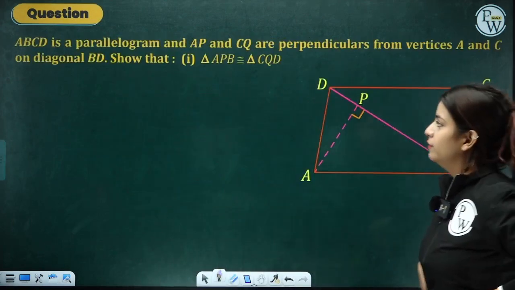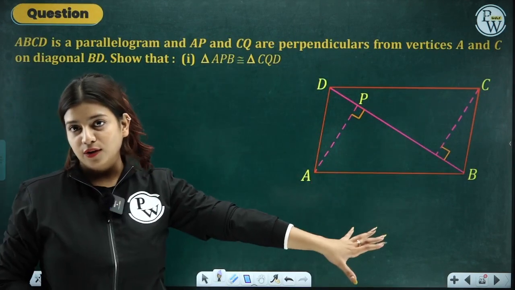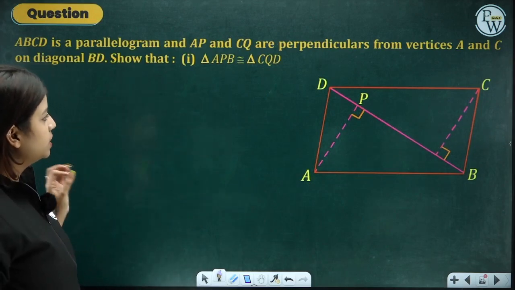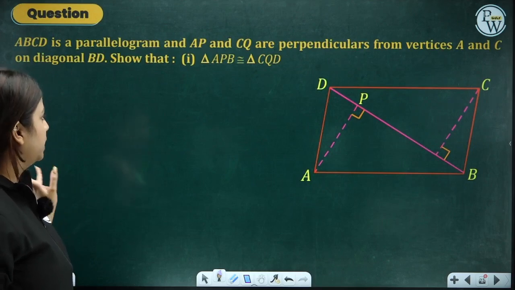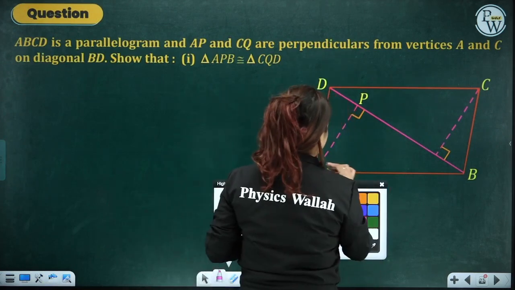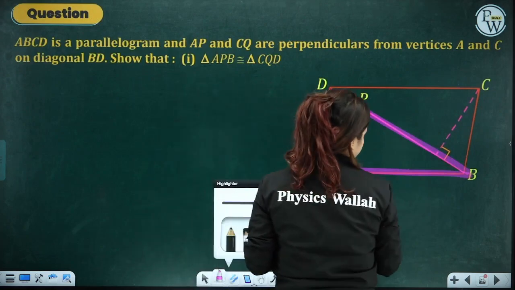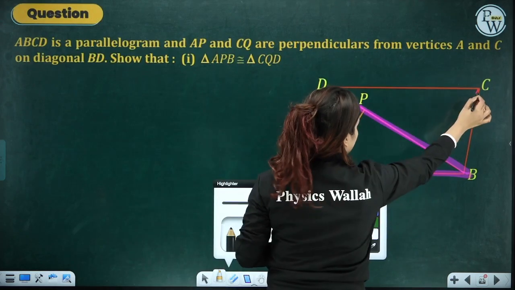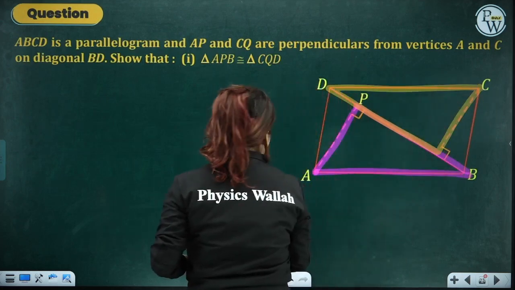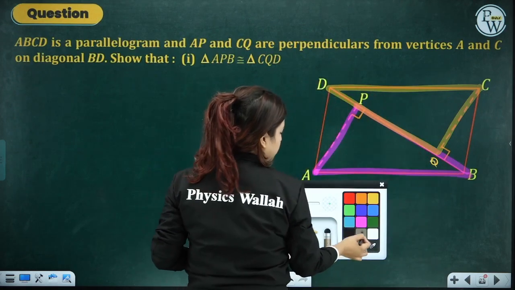The next part over here is: ABCD is a parallelogram. So the figure in front of you forms what? A parallelogram. And AP and CQ are perpendiculars from the vertices A and C on the diagonal BD. Show that triangle APB... let us first mark it. This is triangle APB. Now let us mark the second triangle, triangle CQD. Triangle CQD will be this one, right? This will be triangle CQD. This is Q.